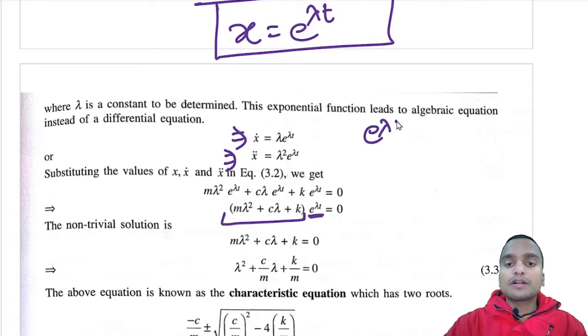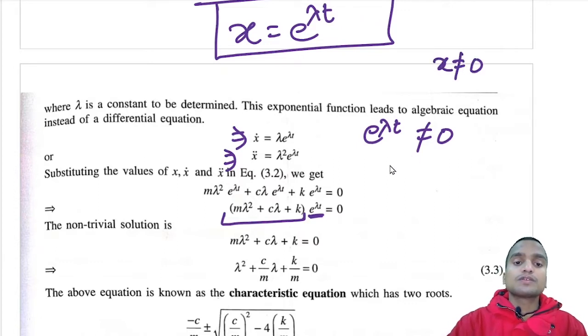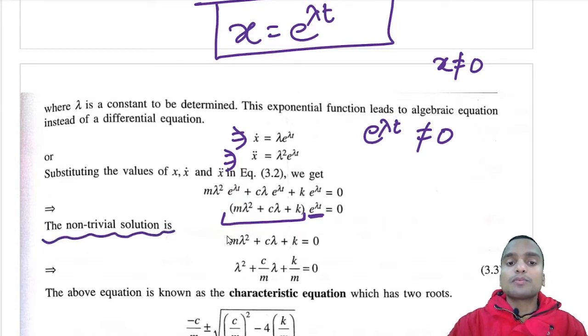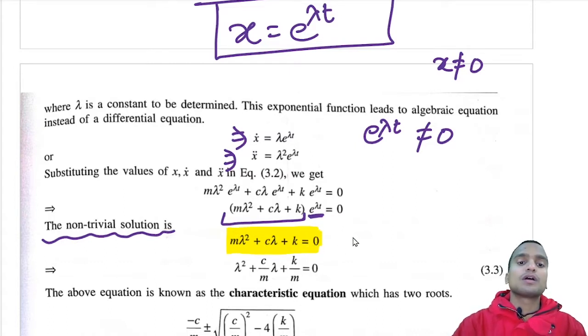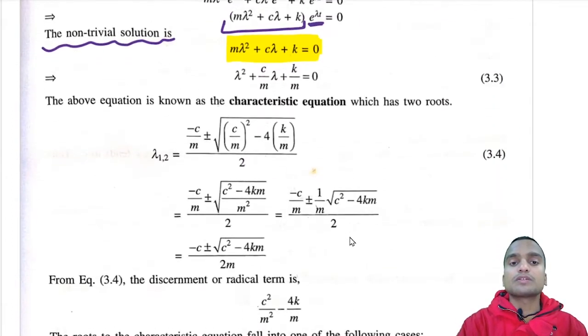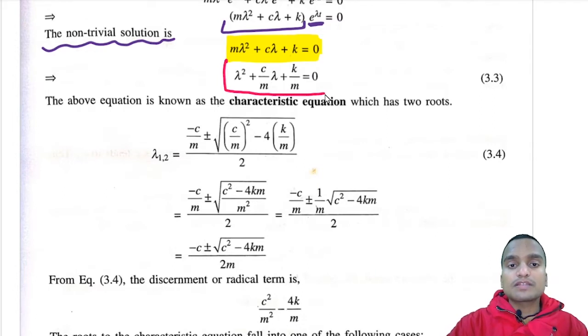See, e to the power lambda t cannot be equal to 0. Why? Because if it is equal to 0, then x will be equal to 0, but x is not equal to 0, okay? So to get a non-trivial solution, we have to make m lambda square plus c lambda plus k equal to 0, alright? Only this term has to become 0. And if we divide this quadratic equation by m, we get the equation like this: lambda square plus c by m lambda plus k by m equal to 0.